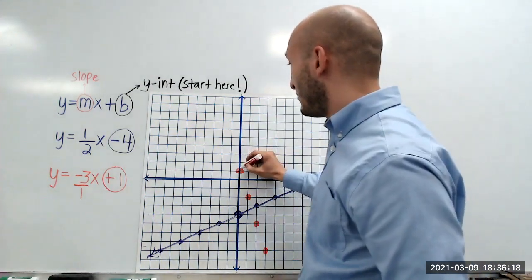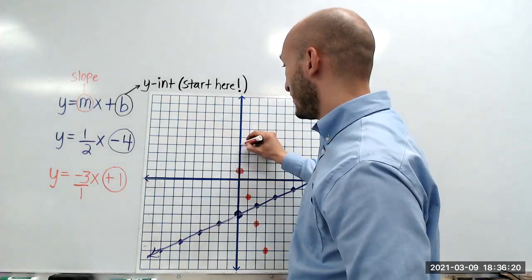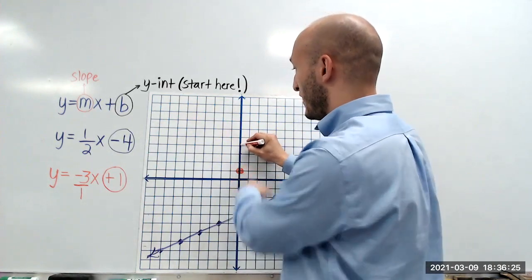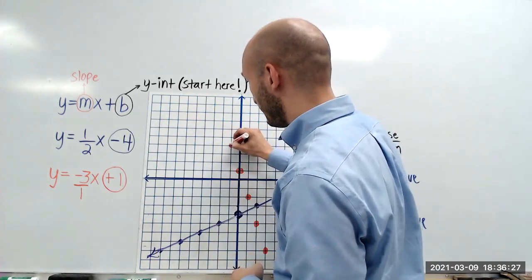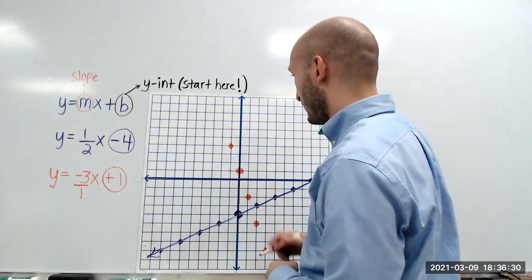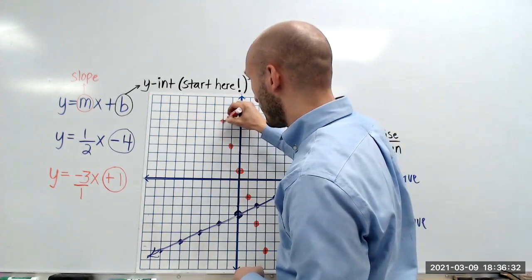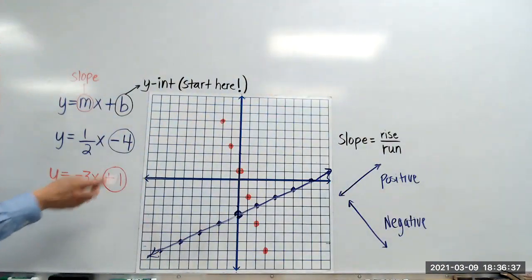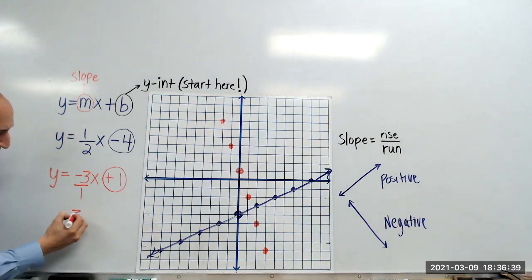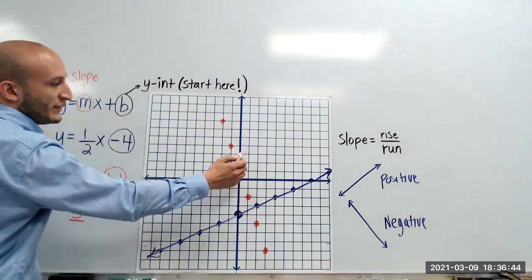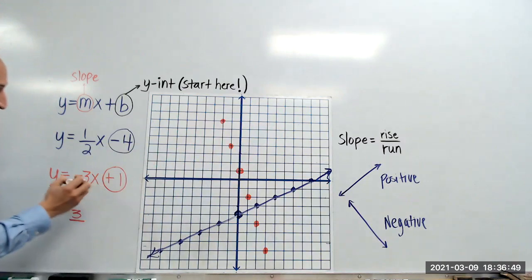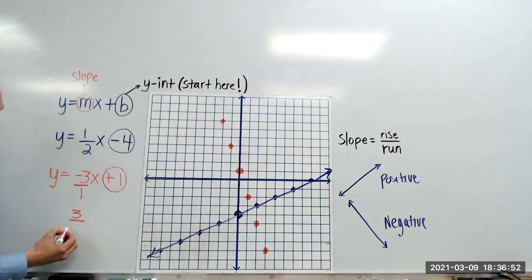I can also say up 3. 1, 2, 3, starting from my y-intercept. I'm going to go to the left 1. Up 3 to the left 1. Now, I went up 3, so that was a positive 3. But I went to the left when I did the run, and that's negative.